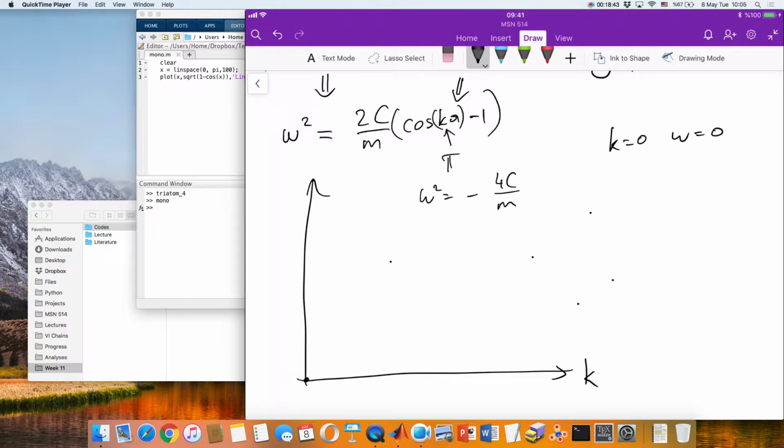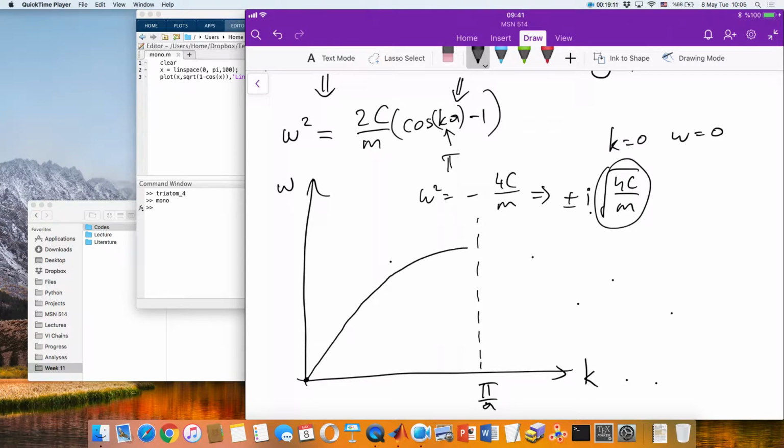which gives me, so I'm going to plot omega here, but that omega corresponds to whatever is left after. For example, this one goes to plus minus i square root 4c over m, right? So I will plot just this part. Is that okay with you? So whenever I reach pi over a, I have something like this. Have you followed everything so far?